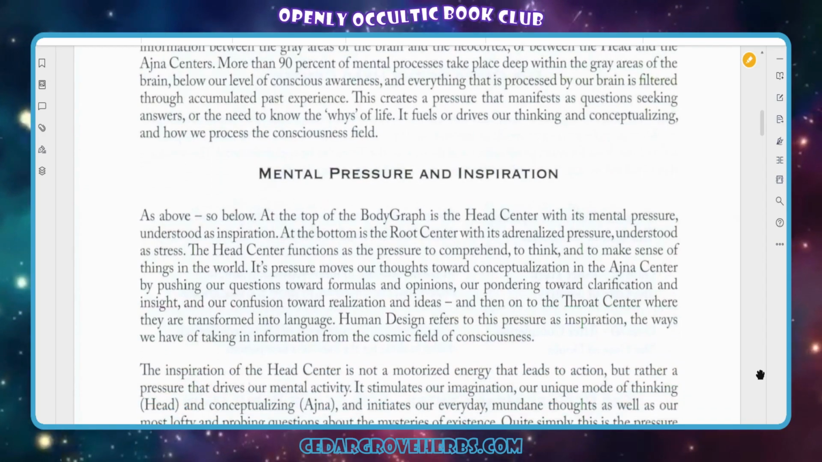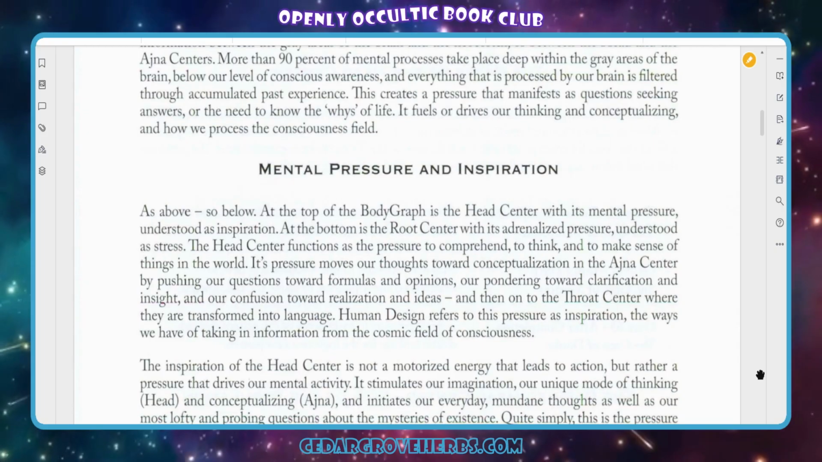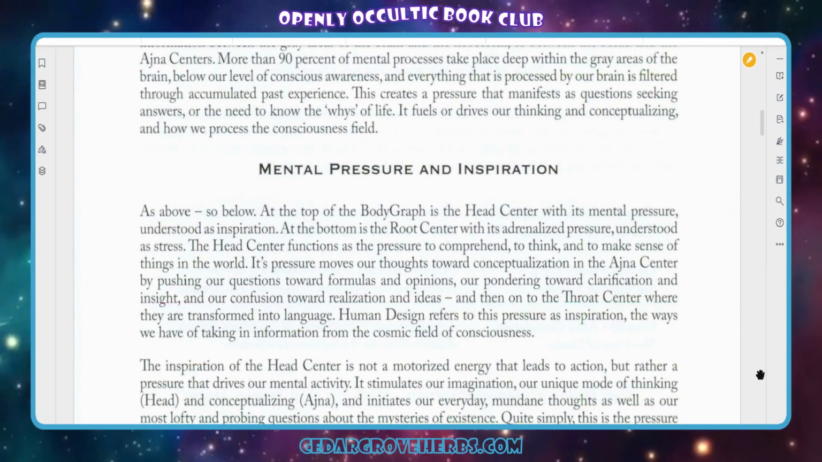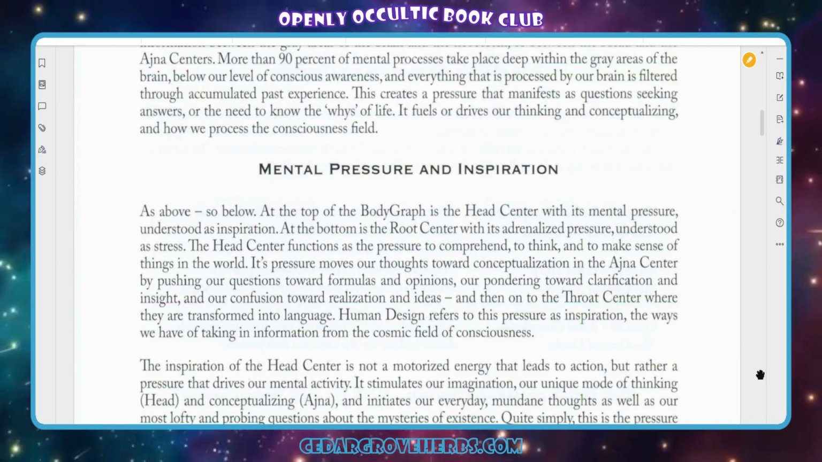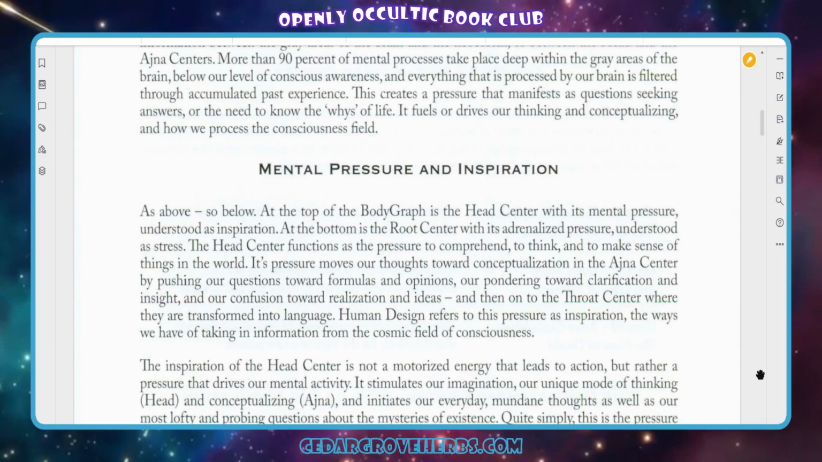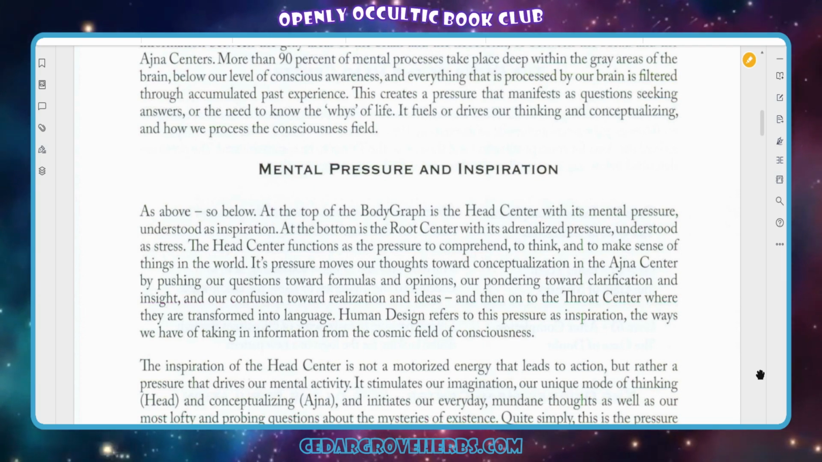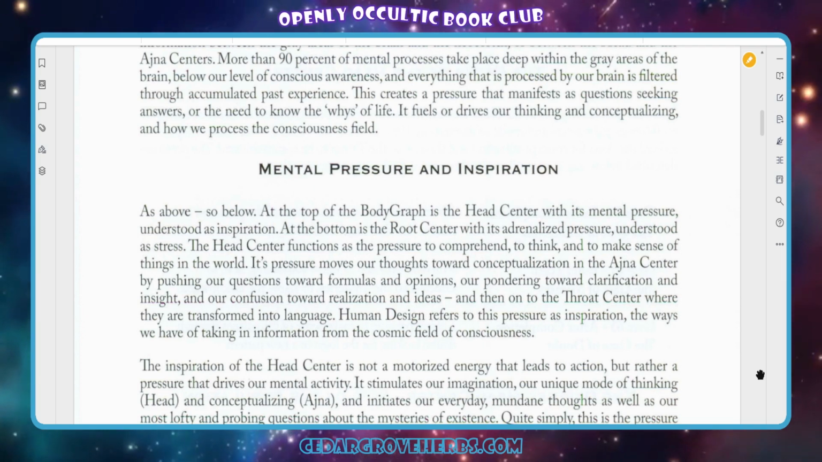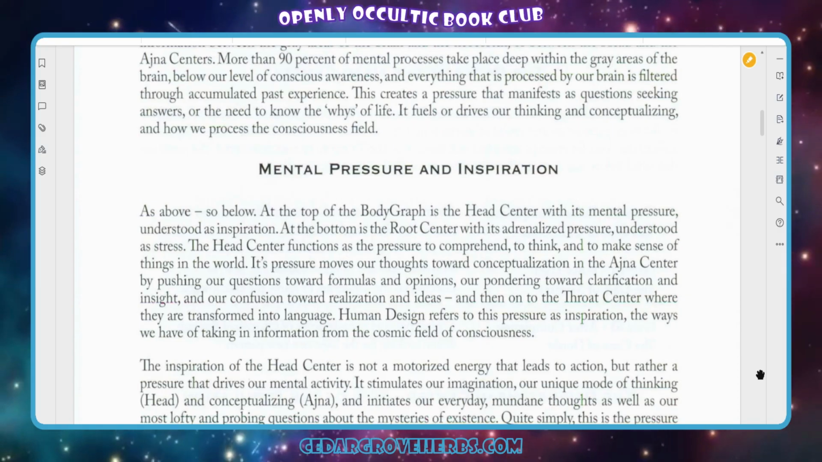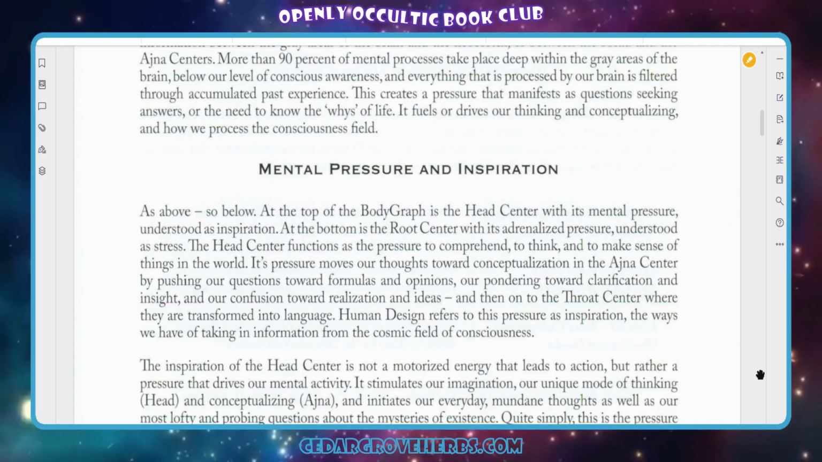Mental pressure and inspiration. As above, so below. At the top of the body graph is the head center with its mental pressure, understood as inspiration. At the bottom is the root center with its adrenalized pressure, understood as stress. The head center functions as the pressure to comprehend, to think, and to make sense of things in the world.